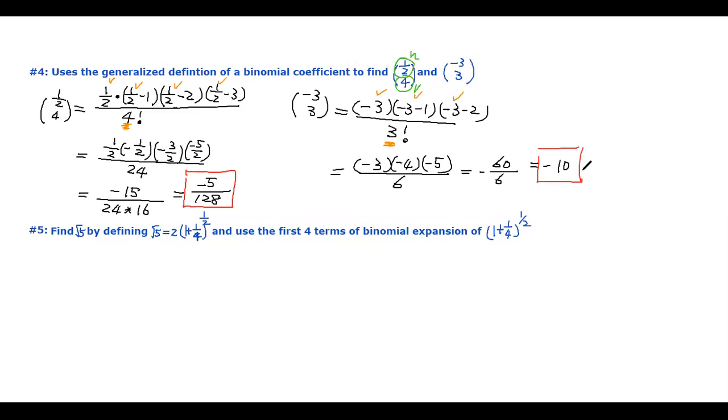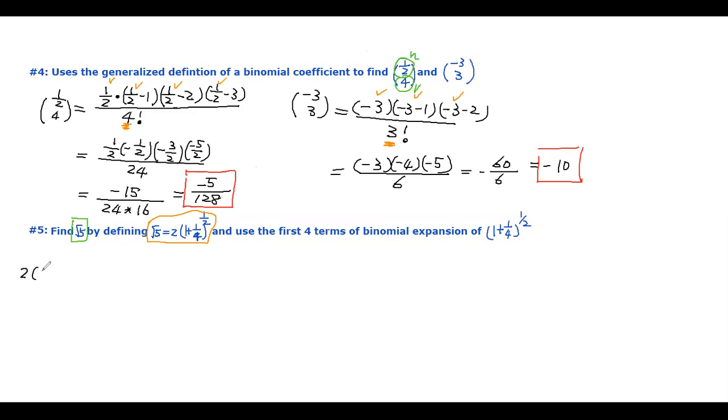So problem number 5 is kind of like, why do we need this, right? This is how we are able to approximate here. So think about it: I want to find the square root of 5, right? So how do I find the square root of 5? First thing we say is, hey, I can rewrite the square root of 5 as 2 times (1 plus 1/4) to the half. So let's see if this is true or not.